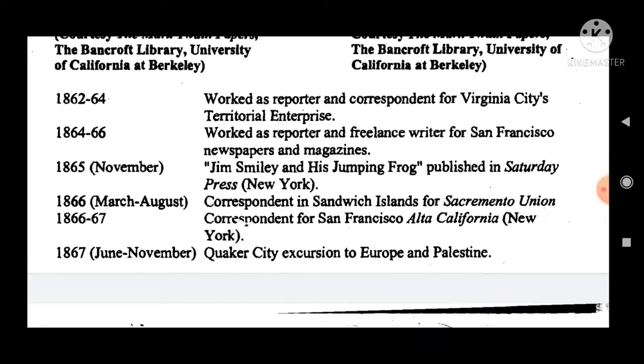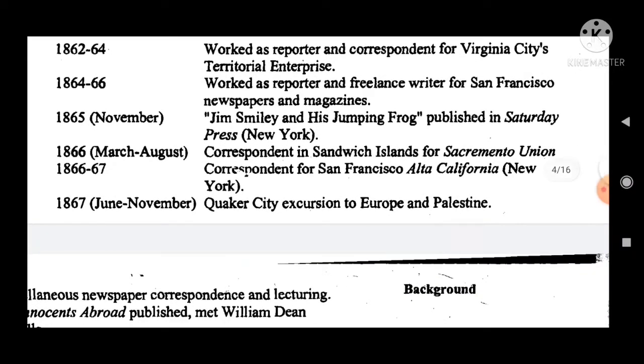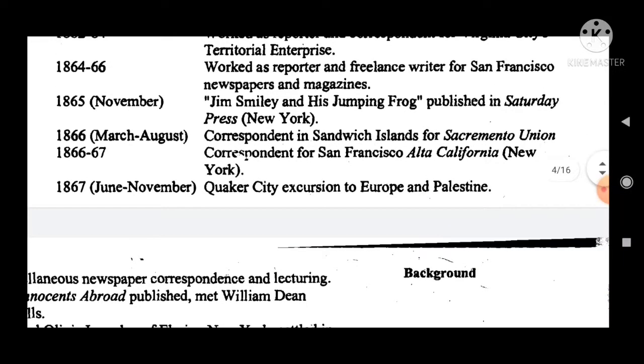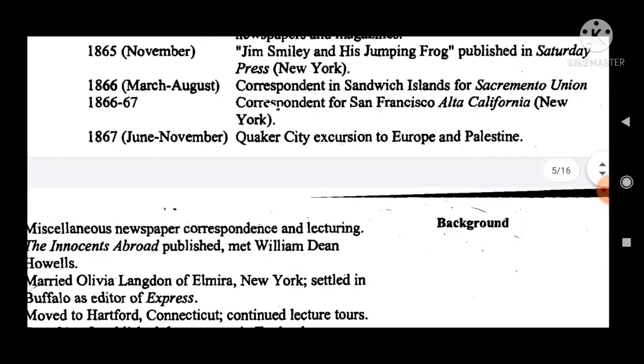Then 1862 to 64, worked as reporter and correspondent of Virginia City's Territorial Enterprise. 1864 to 66, worked as reporter and freelance writer for San Francisco newspapers and magazines. 1864 November, Jim Smiley and His Jumping Frog published in the Saturday Press, New York. 1866 March to August, correspondent in Sandwich Islands for Sacramento Union. 1866 to 67, correspondent for San Francisco Alta California, New York.